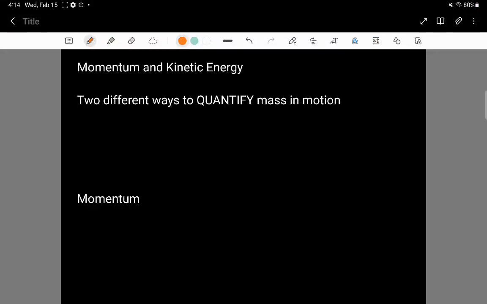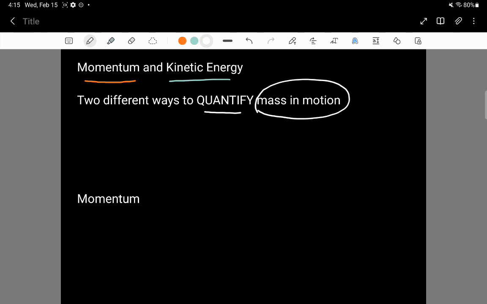Hi, this video is an introduction to two new concepts for you in your laboratory. One of the concepts is called the momentum, and the other concept is called the kinetic energy. And what these two concepts do is they quantify mass in motion. They put mass and motion together.